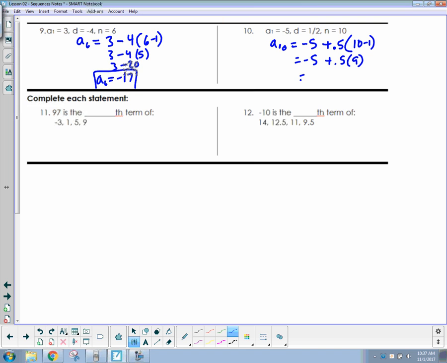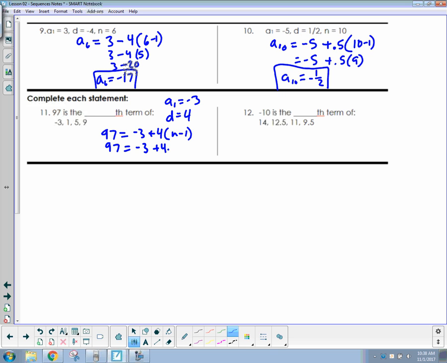Alright. Complete each statement. 97 is the blank term of. So, in this case, we're looking for n. Okay. We do know what A1 is. That's going to be negative 3. We do know what the difference is. Looks like we're adding 4 every time. Remember we're looking for these patterns. So, we know what our formula is going to be. AN, 97, should equal first term plus the difference times n minus 1. From here we're solving, so distribute. You get 4n minus 4. Combine like terms. We get 4n minus 7.